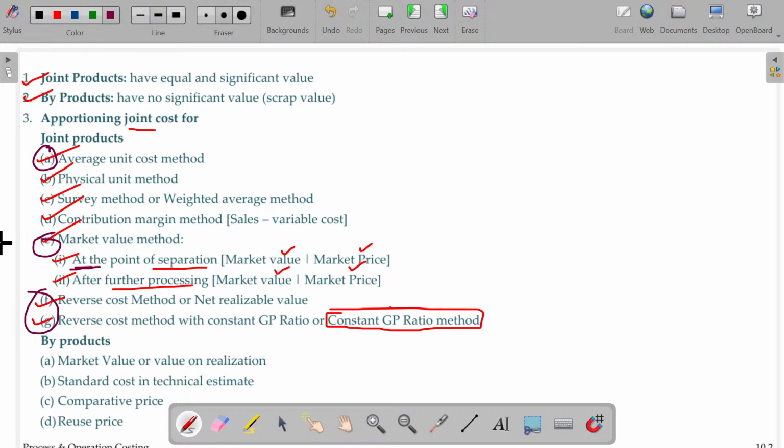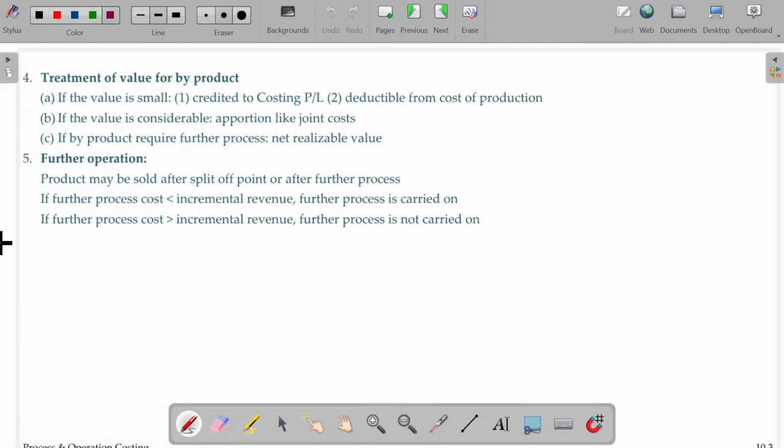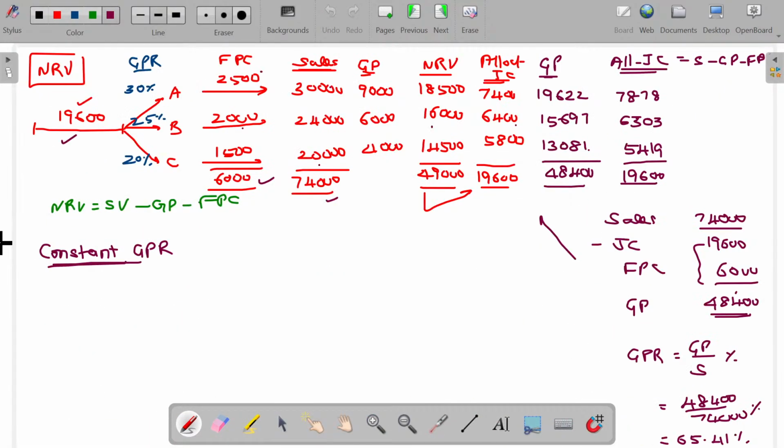Hope now you'll be able to understand the apportionment of joint costs. If it is clear, text me. We'll move on to the next concept.